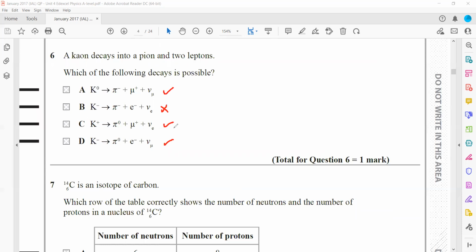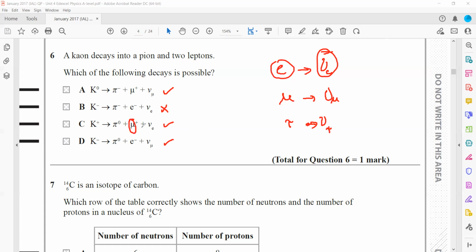Then the second thing: whenever a lepton is there, for example an electron, there should be an electron neutrino or anti-electron neutrino. It means the neutrino should be of the same type. If it is a muon, then it will be a muon neutrino. If it is a tau, then it will be a tau neutrino. So the associated neutrino should be correct.